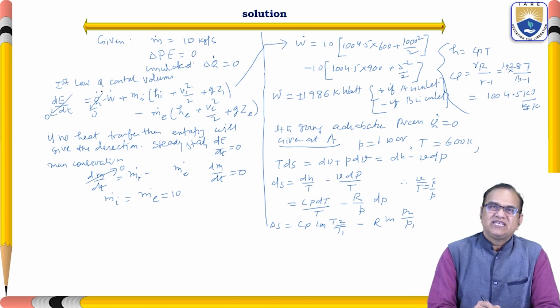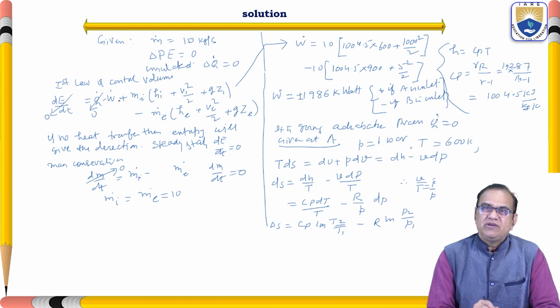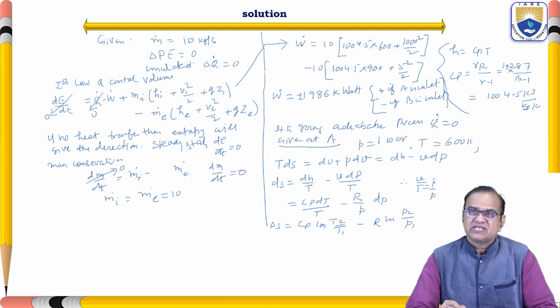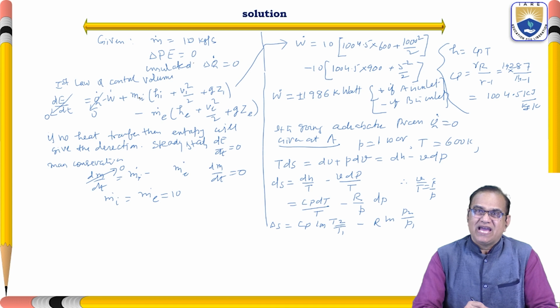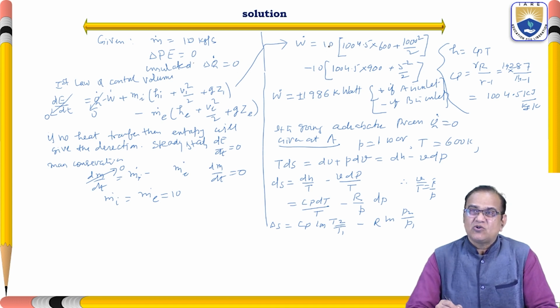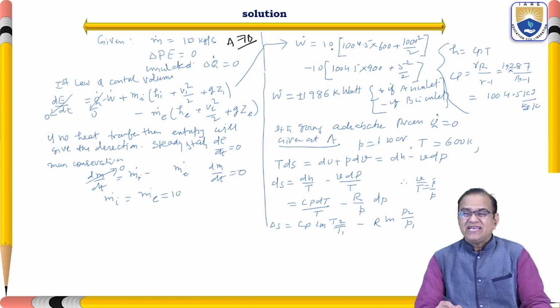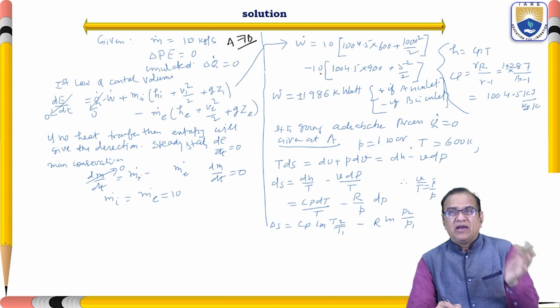Now here these things are cancelled. So here this is work. If you take this side, it is a plus. So the rate of work done, that is W dot, is equal to m dot inlet, which is equal to 10. We are assuming that it is from A to B, so A is the inlet and B is the exit.